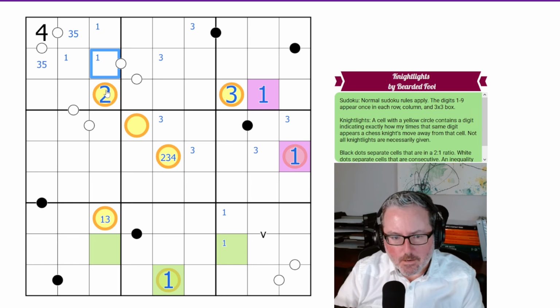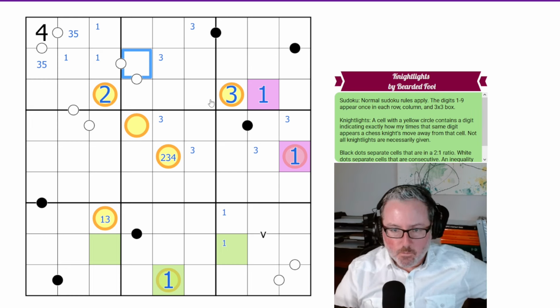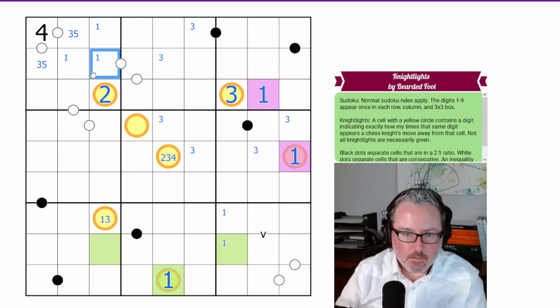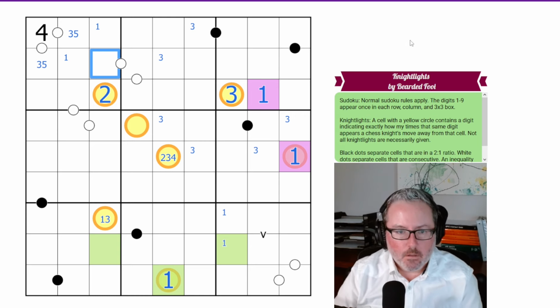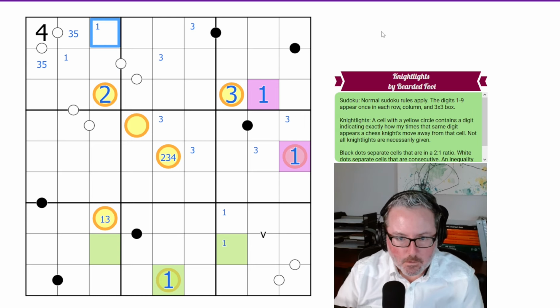Well, the answer to that's no, actually, which is interesting. I don't know if it's really going to do much good for me, but it can't be a 1. If this is a 1, that forces this to be a 2. Now, that then forces this to be consecutive with a 2, so it either has to be 1 or 3. Well, we've got a 1 and a 3 sitting here looking at it, so this can never be a 1. So our 1 is up here somewhere.